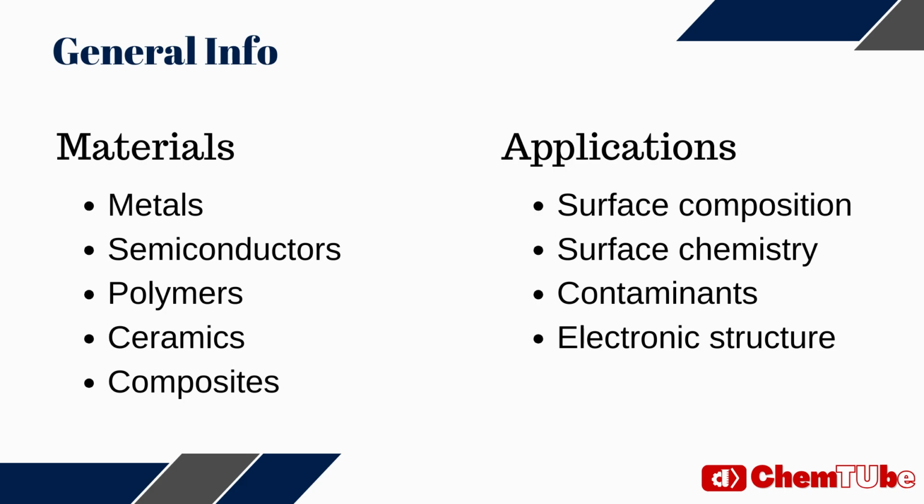Some common applications of XPS include quantification of surface chemical composition, characterizing the surface chemistries of materials, such as the oxidation states of metal surfaces or the functionalization of polymer surfaces. It can also identify contaminants on the surface of materials, such as residual oils or metal ions, and we can also study the electronic structure of materials, such as the density of states.